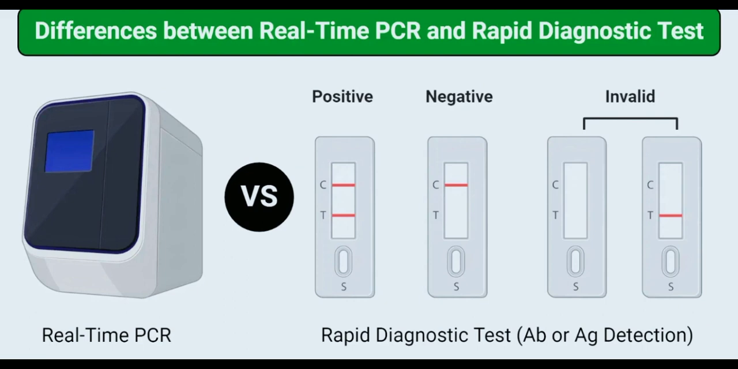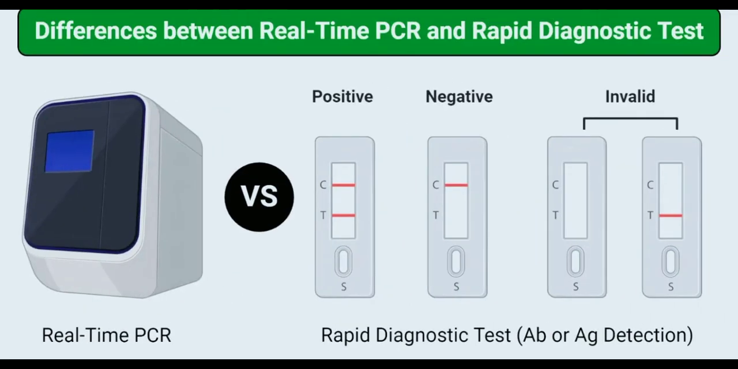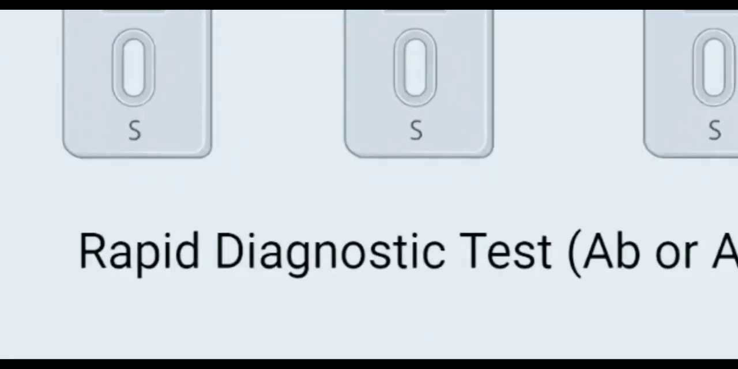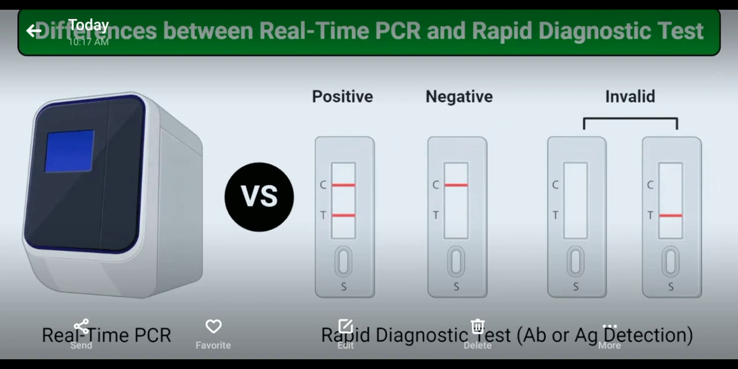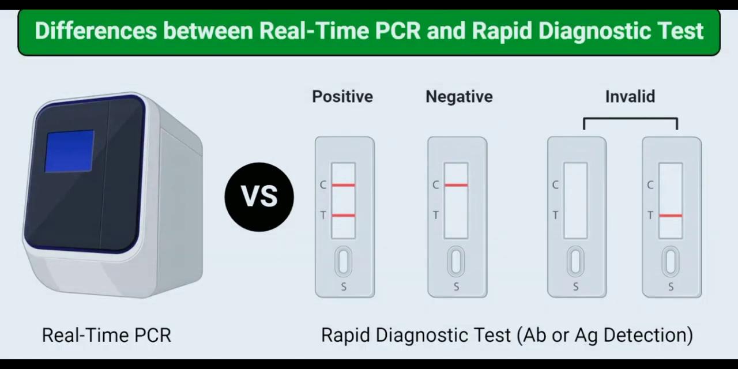So this is our real-time PCR or reverse transcription PCR here, and this is our rapid diagnostic test. So let's see the principle. Real-time PCR is based on the principle of detecting the genetic material of the coronavirus, that is positive single-stranded RNA. Okay, and a rapid diagnostic test is based on antibody testing method.